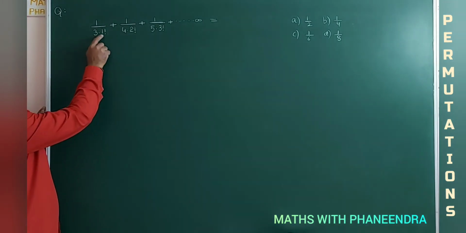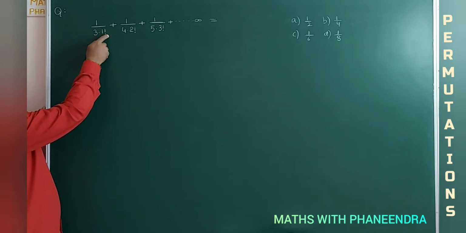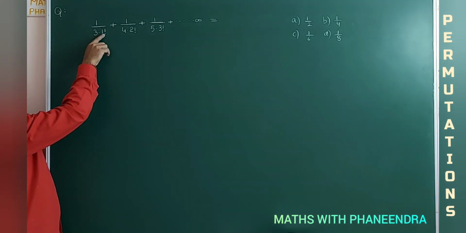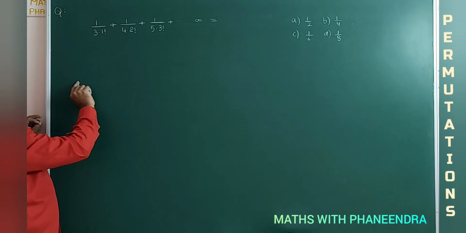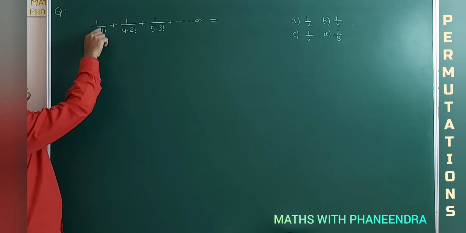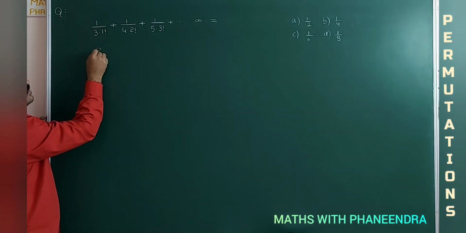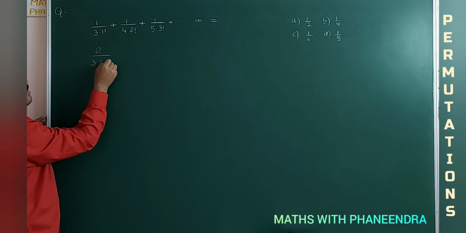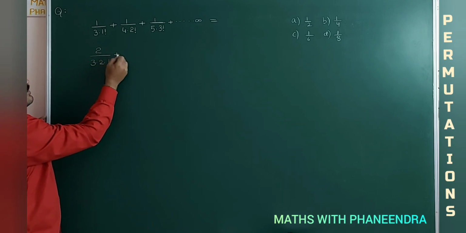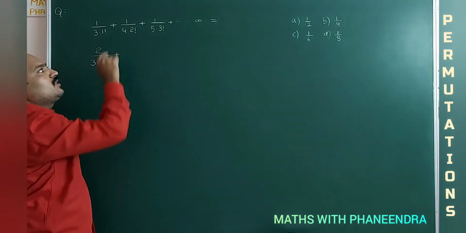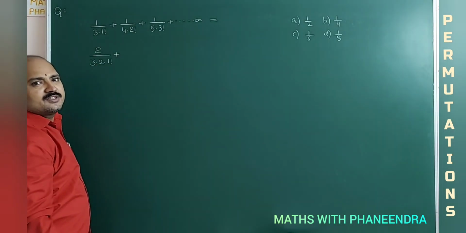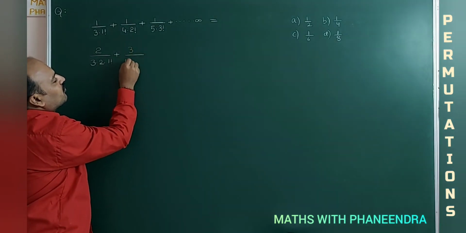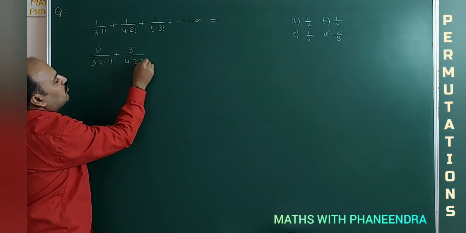So here 1 factorial means 1, and 3 is there. To get the factorial term, 2 is required here. 1, 2, 3 means 3 factorial will come. So 2 is not there, so multiplying and dividing by 2: 2 divided by 3 into 2 into 1 factorial, plus here 2 factorial, 4 is there, so 3 is not there. So multiplying and dividing by 3, 4 into 3 into 2 factorial.